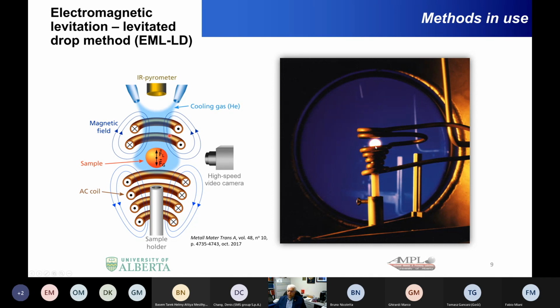On the Earth, you can do these measurements by getting the surface tension and the density. But in order to get the viscosity, you've got to go into space. You've got to go into microgravity conditions. And there is an EML system on the International Space Station. So you can imagine if you want to do all three measurements of a single sample, it's a very expensive process, both in terms of cost and time.